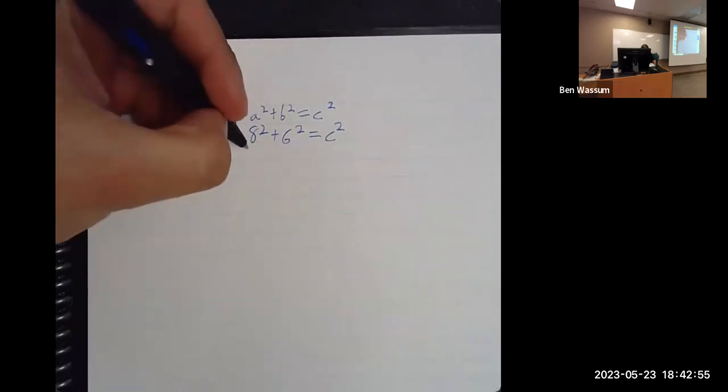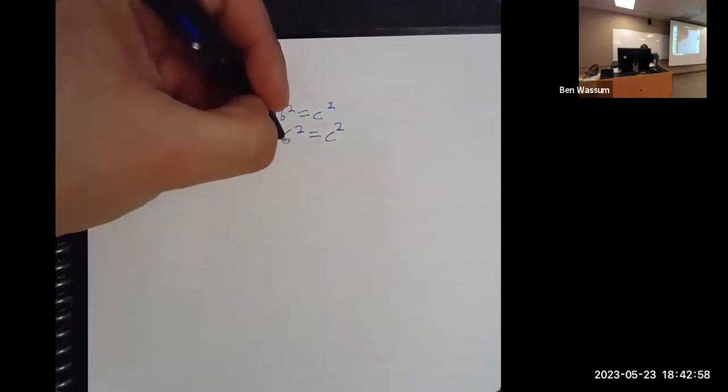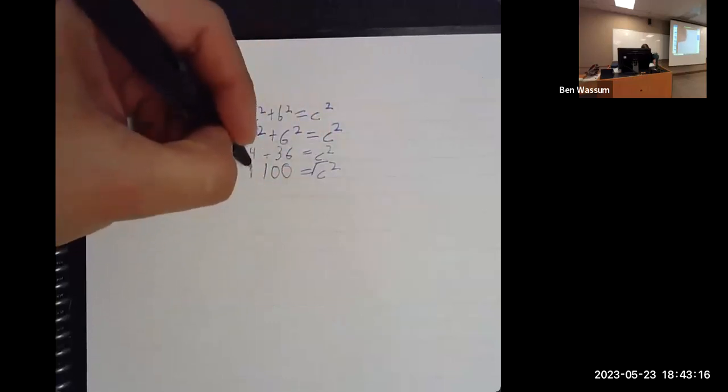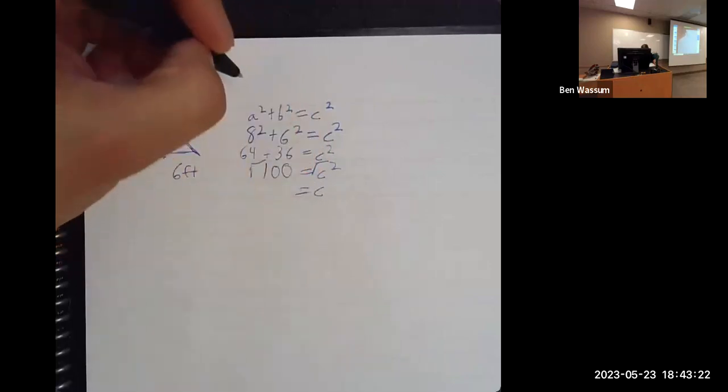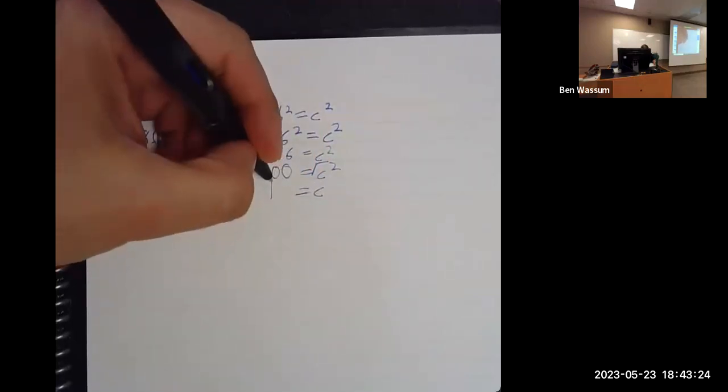So 8 squared is 64. 6 squared is 36. We'll have C squared. 64 and 36 add up quite nicely together to 100. And then you can square root both sides to get the C on its own. The square root of 100 is 10. So we get that the measure of C is 10. So it is 10 feet.